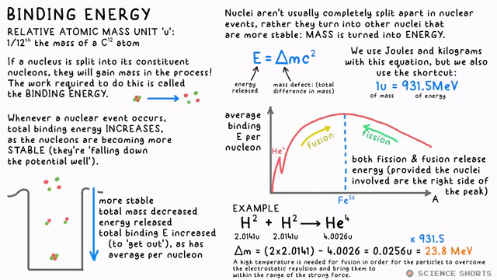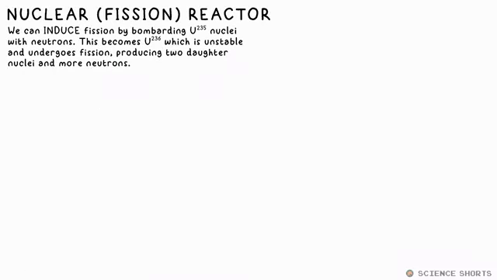If you're asked to calculate the binding energy in an interaction, all you have to do is find out the mass defect in U's and then times by 931.5 to give you the binding energy in mega electron volts. Fission usually needs to be induced.